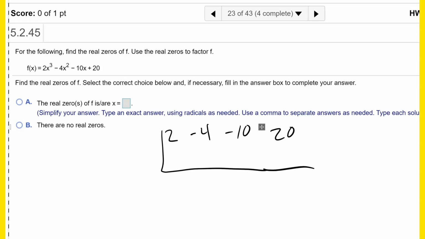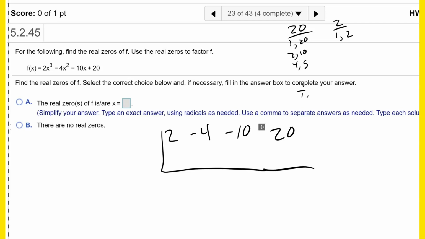We don't know actually what to put outside the box, but we know it's going to be of the form of the factors of 20, 1 and 20, 2 and 10, 4 and 5, over the factors of 2, 1 and 2. So this is going to be a little bit painful at first, but I'm going to hopefully make this easier after going through the thorough process.